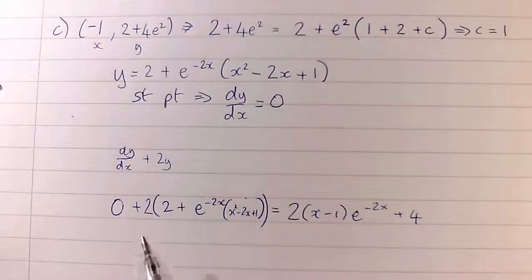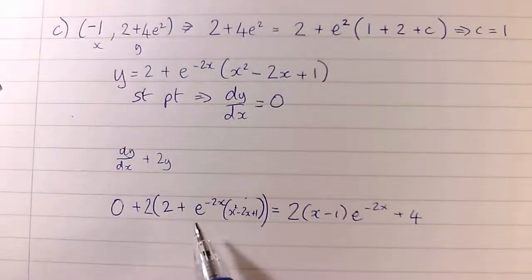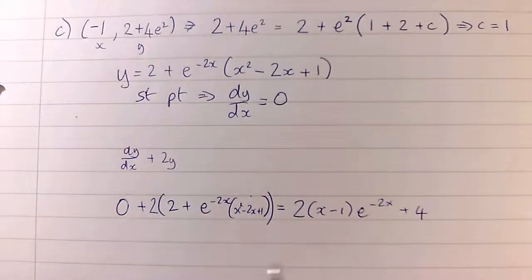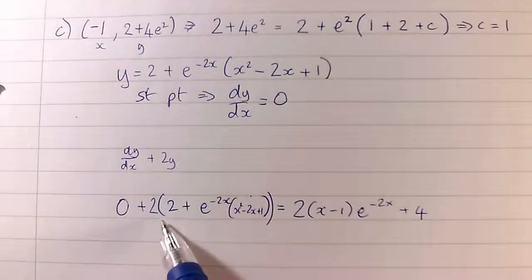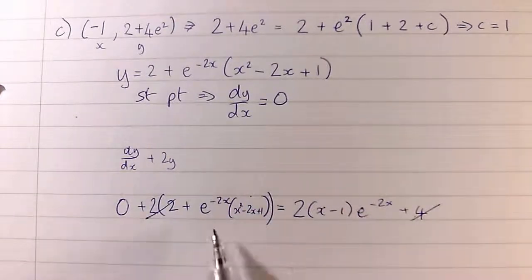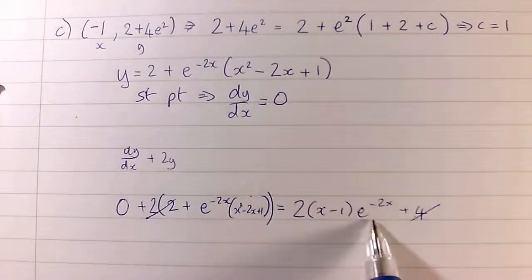So that's what the differential equation looks like when we put 0 in for dy by dx and our formula for y in for the y. And now I've just got to solve this for x. So multiplying this out, I see that I'm going to have a 4, which is going to equal this 4, so that's nice. And I can see I've got a factor of e to the minus 2x, and I've got a factor of e to the minus 2x here.